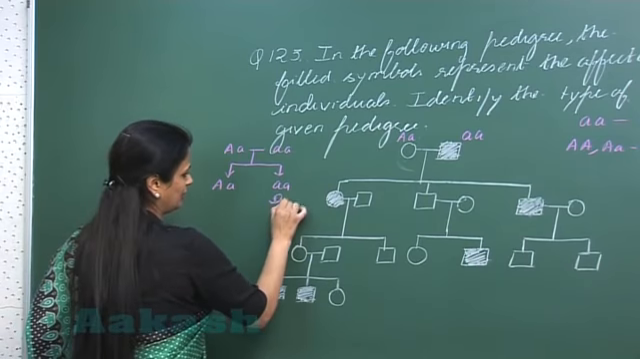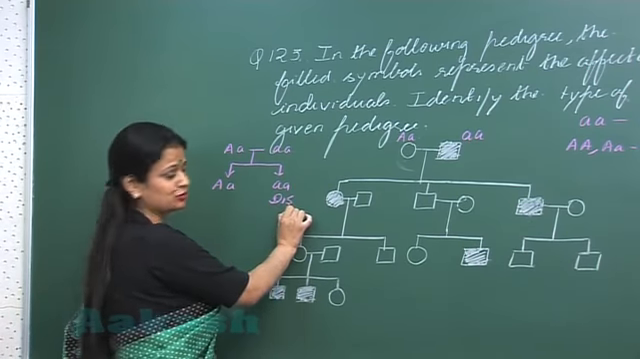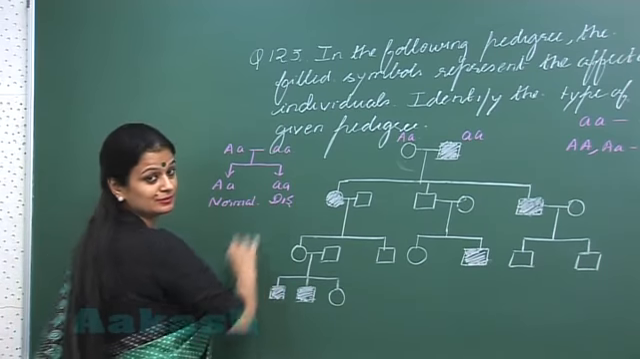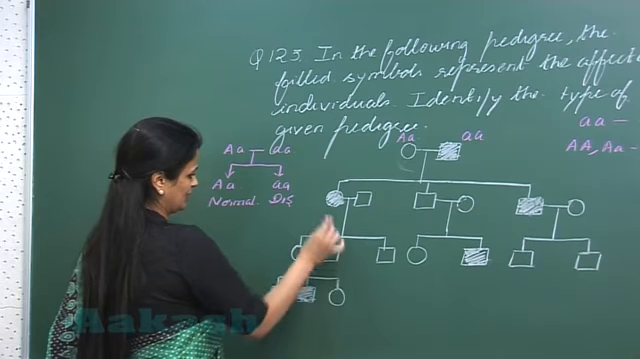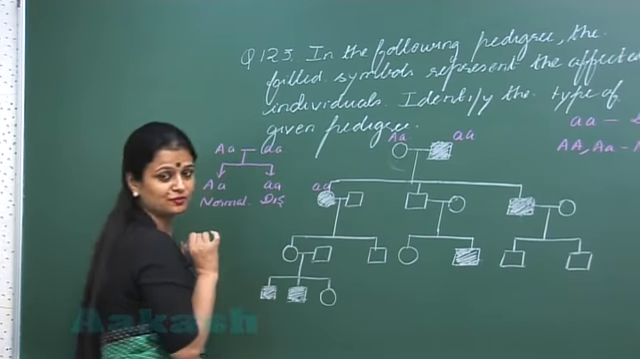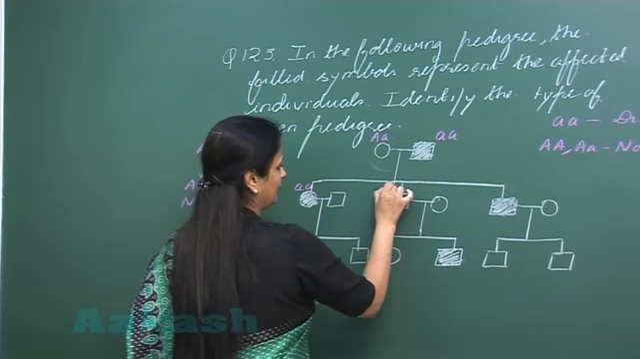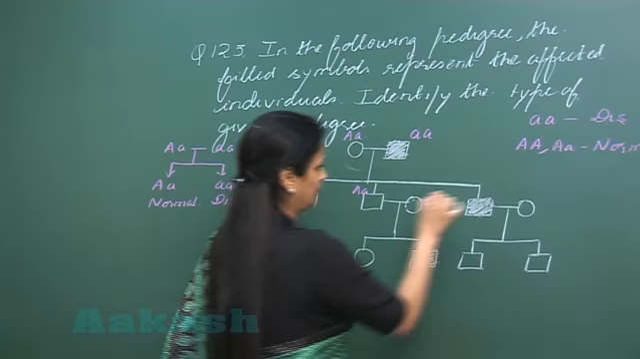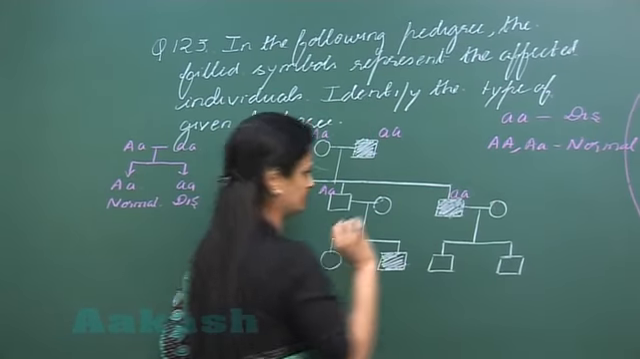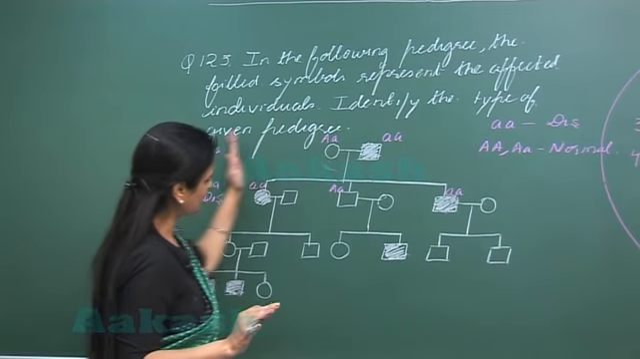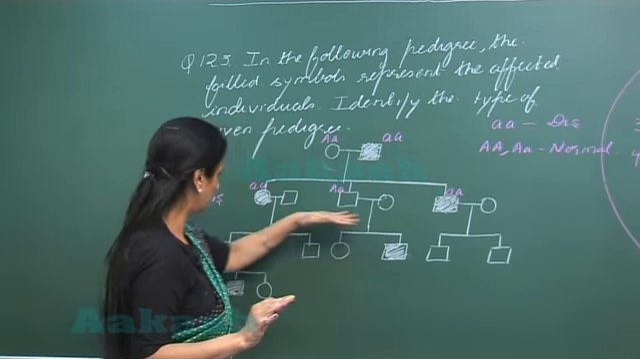This one would be diseased, the disease is autosomal recessive, and this one is normal, fine. So what would be the genotype here? Diseased, fine. This one heterozygous, fine. This one diseased. Is it okay? Fine. So this was about this generation.